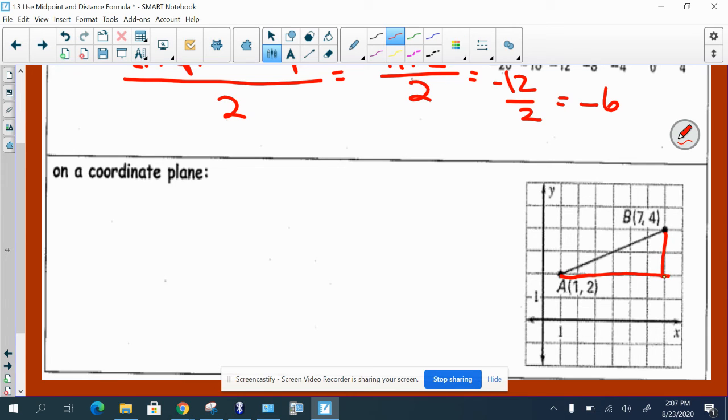So the horizontal distance from point A to point B would be from 1 to 7, looking at the x's, from 1 to 7. So that would give us 6. And then the vertical distance goes from 2 to 4. So that would be 2 points away. Now this thought process is going to help us a little bit more when we get to the distance formula. But for now, we go back up to the average.